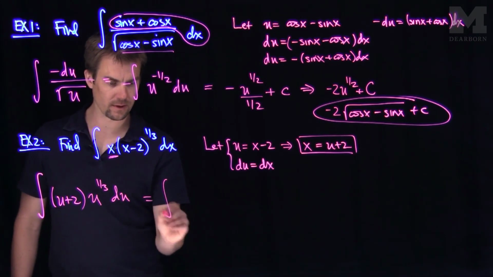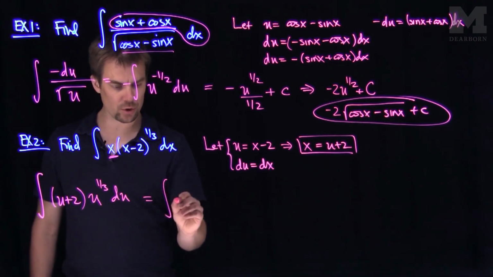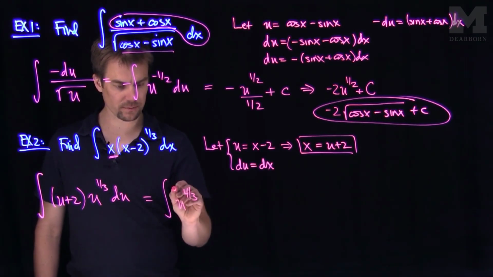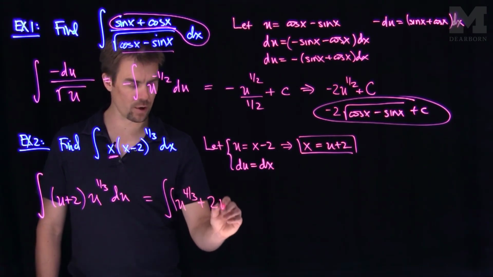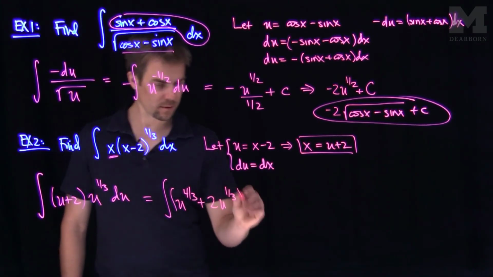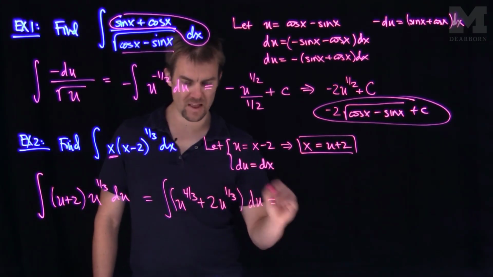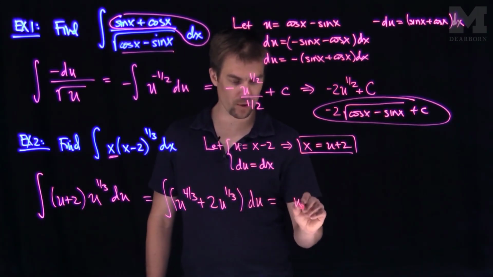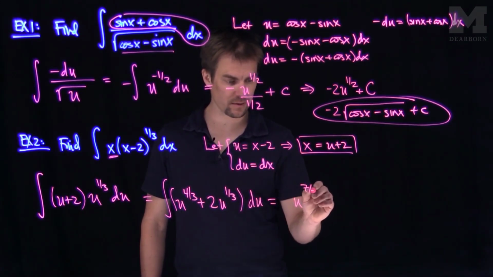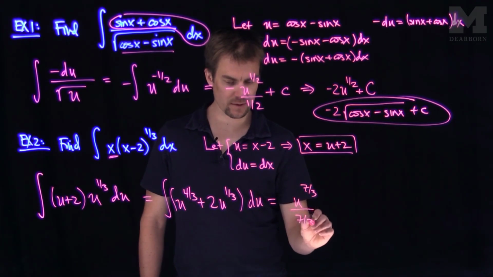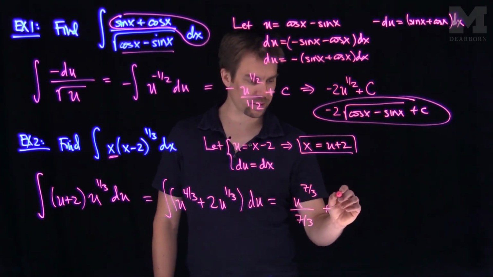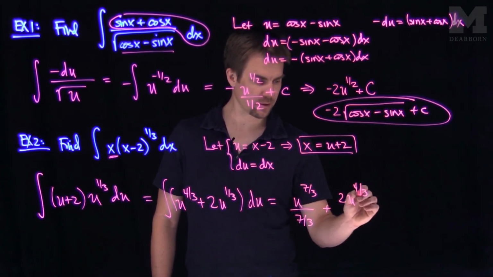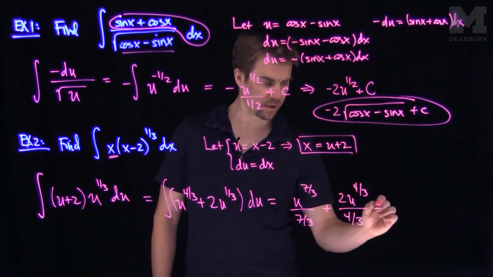Now we can expand this out. This will be u to the 4/3 plus 2 u to the 1/3 du. Now we use the power rule. So this will be u, I'm going to raise this power to 7/3, divide by 7/3, plus raise this power to 4/3, so 2 u to the 4/3 over 4/3 plus c.